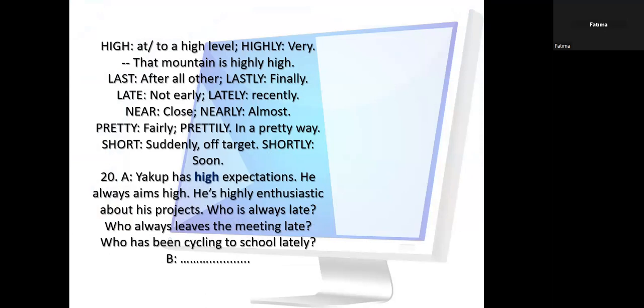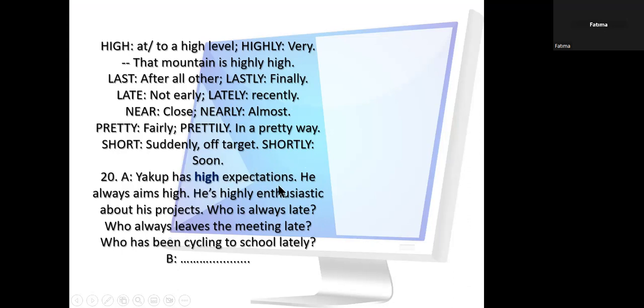Last means after all others. Lastly means finally. Late, not early. Yes, you know this. Lately means recently. Near means close. Nearly means almost. It doesn't have a connection with near here. Pretty means fairly; prettily, in a pretty way. Short, suddenly, off target, but shortly means soon.